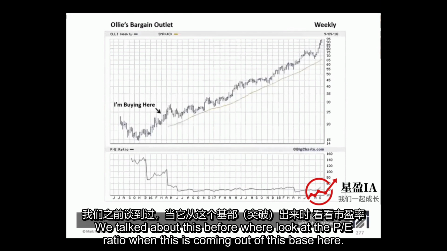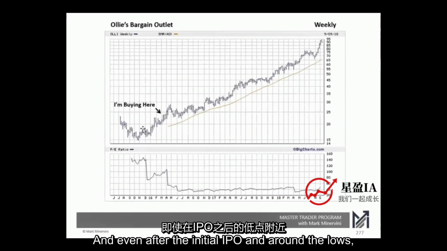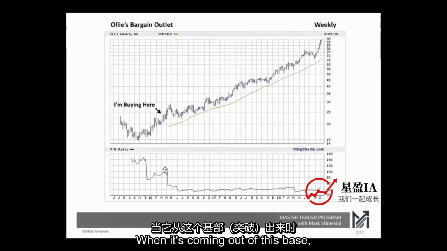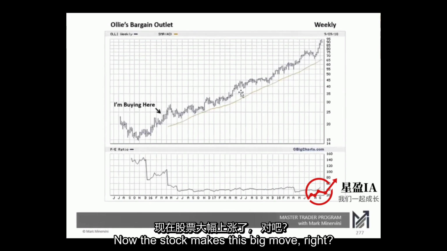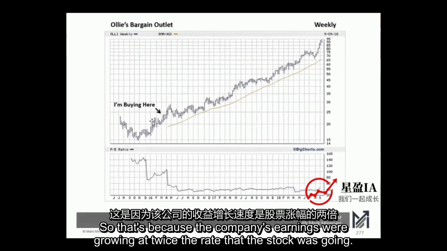We talked about this before, where look at the PE ratio. Okay, so when this is coming out of this base here, and even off the initial IPO and around the lows, we're up around, I don't know, 140 times earnings. And when it's coming out of this base, we're at somewhere around 100 times earnings. Now the stock makes this big move, right? Makes this big move. And look, after it makes a giant move, the PE is cut in half. So that's because the company's earnings were growing at twice the rate that the stock was going.